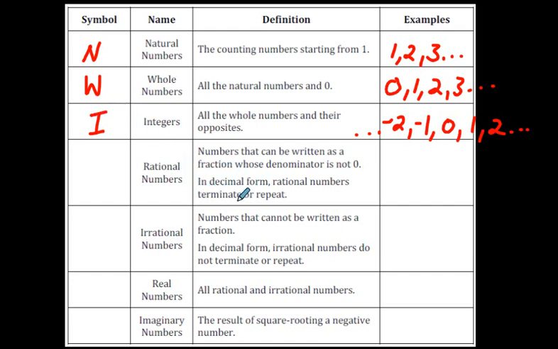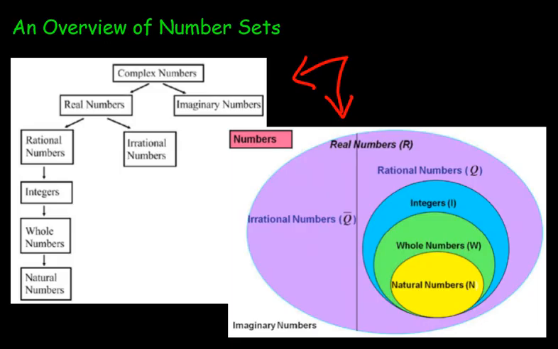Rational numbers. Let's just read what a rational number is. It's a number that can be written as a fraction whose denominator is not 0. So in other words, it's just a fraction. Okay? It can also be in decimal form. Rational numbers terminate or repeat. All right? Rational numbers terminate or repeat. Well, what's the symbol for rational number? The letter Q.